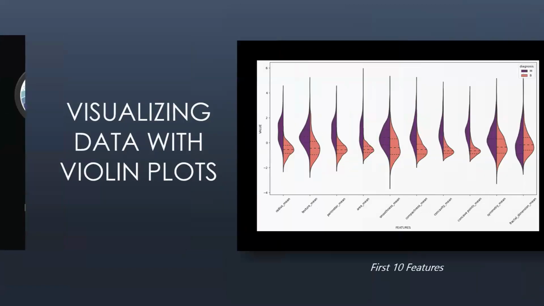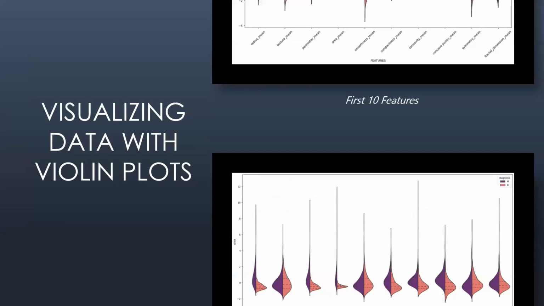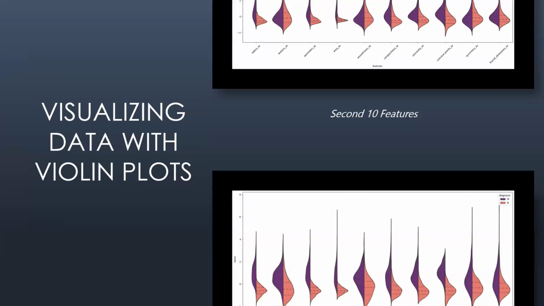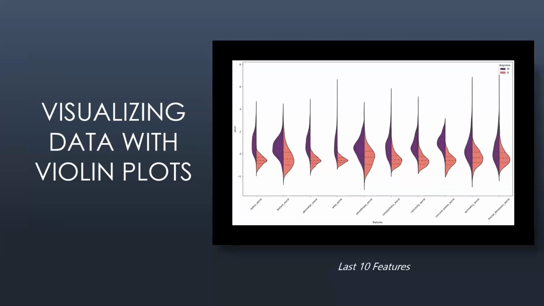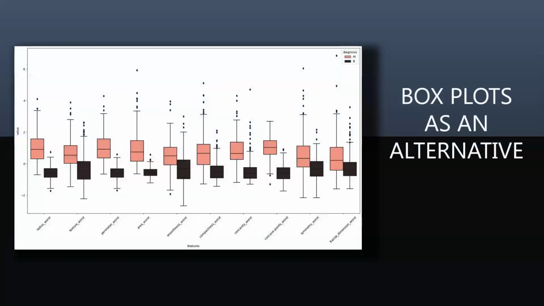Moving forward, we have visualizing data with violin plots. It is a type of data visualization that combines aspects of a box plot and a kernel density plot. It is particularly useful for understanding the distribution of a continuous variable or comparing distributions between different categories. And for all the 30 features, it was calculated. Box plots are used as an alternative to violin plots. Box plots are also useful in terms of seeing outliers. So this is just another way of data visualization.